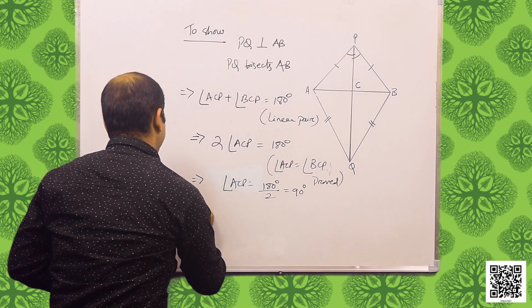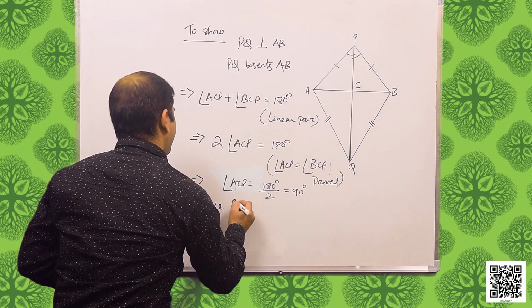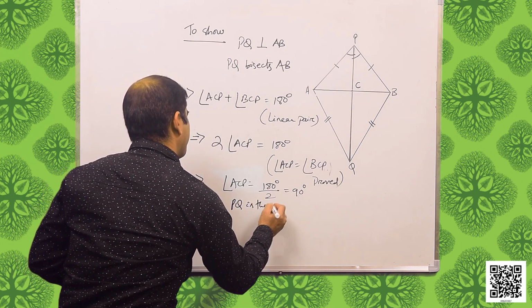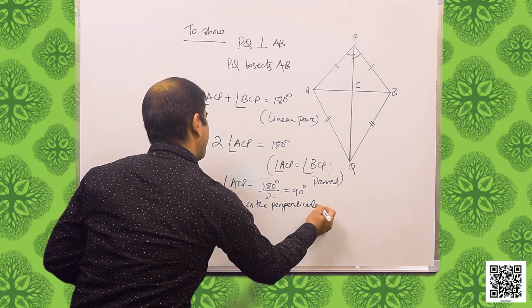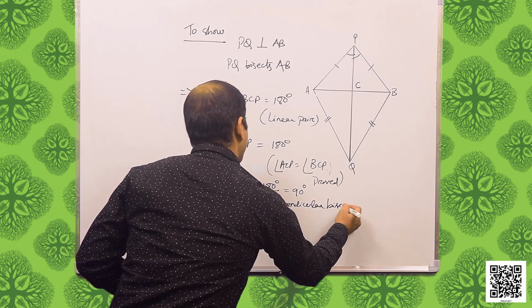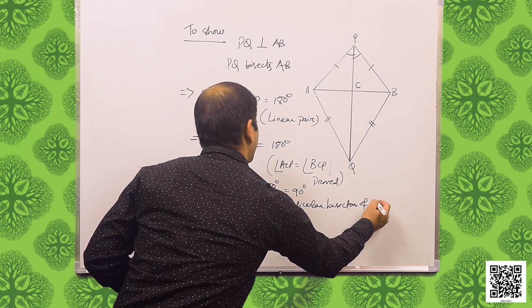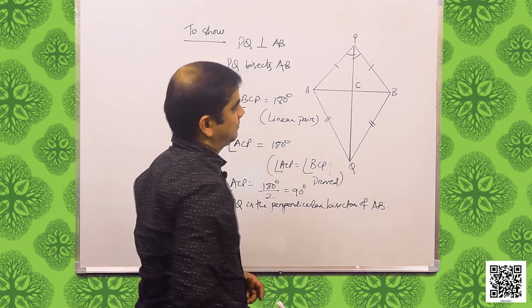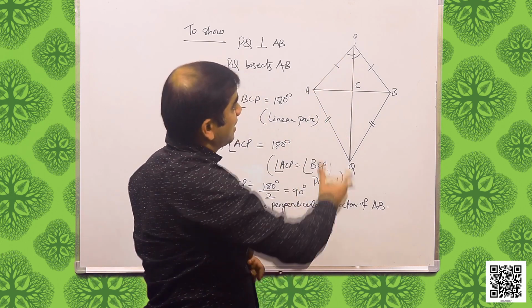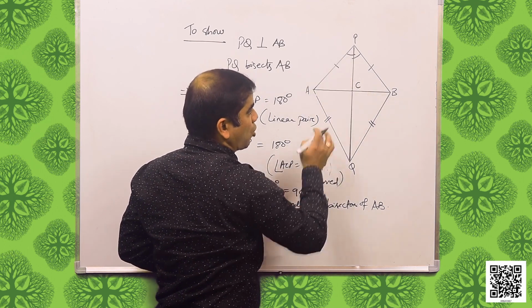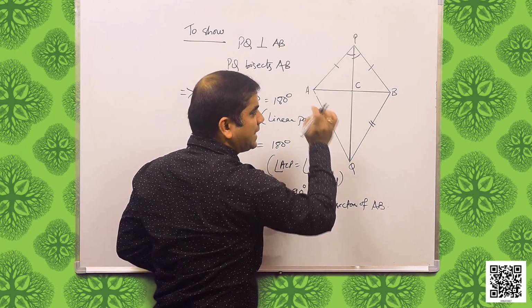So hence PQ is the perpendicular bisector of AB. Okay. I am saying it again, as these two triangles are congruent, AC is equal to BC.